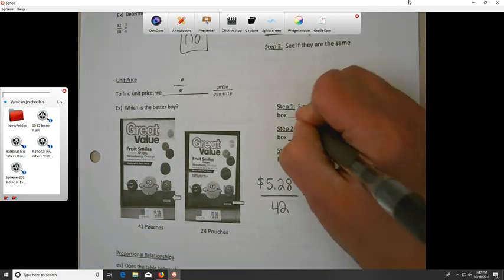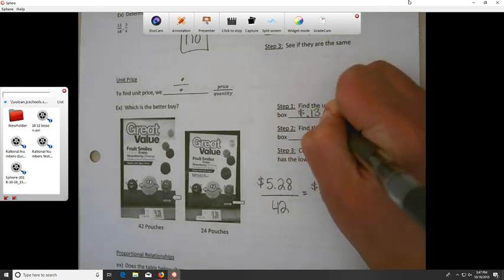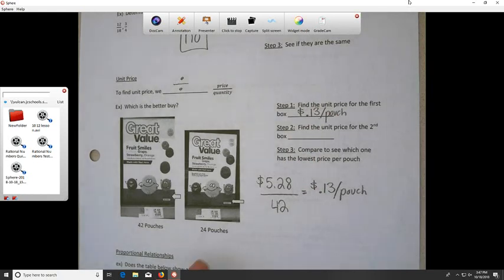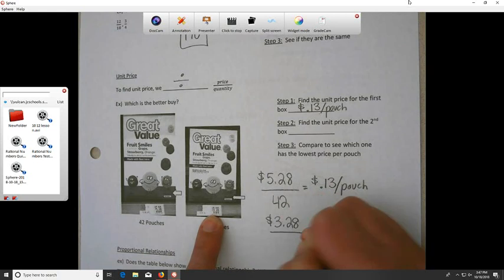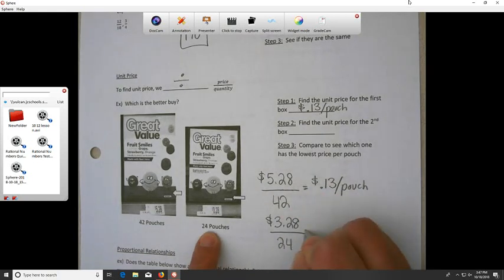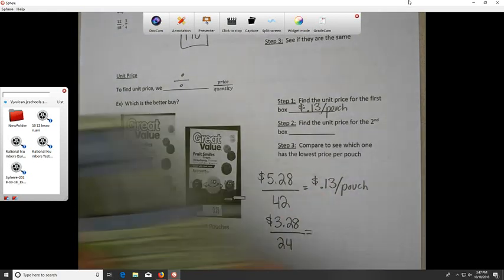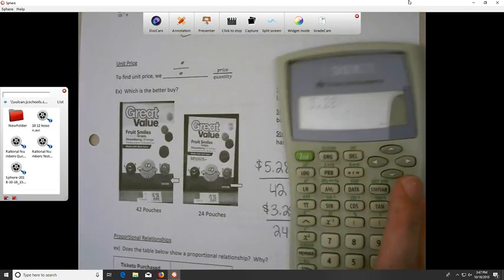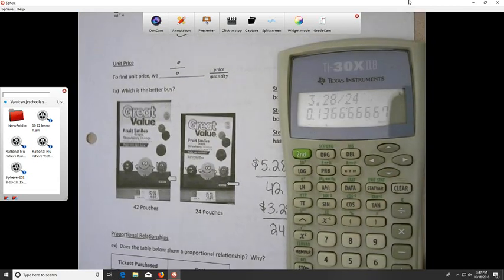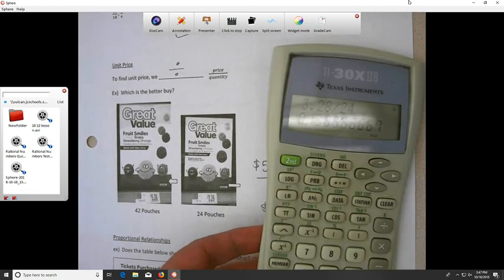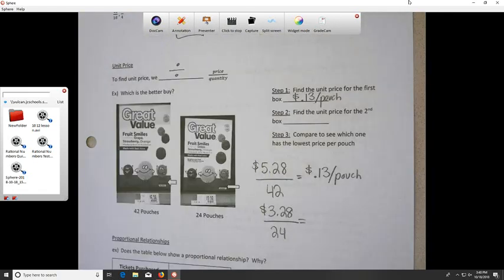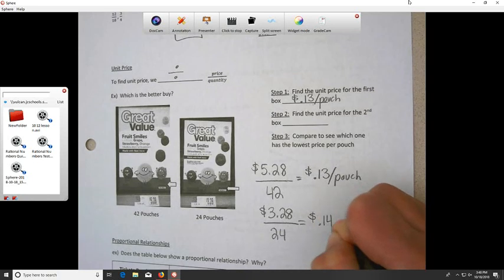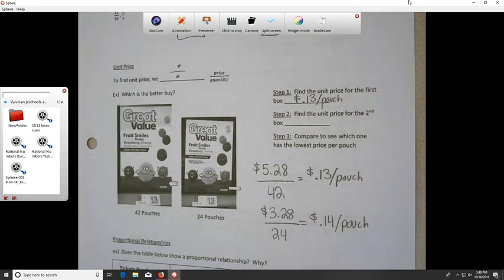Now I'm going to find the unit price for the second box. So I'm going to do the same thing. I'm going to do the cost, which is $3.28, divided by how many of them I'm getting, which is 24 pouches. So $3.28 divided by 24, and I'm going to get this number. Again, it's money, so I can only keep two decimal places. So I need to cut this off after the 3. So 6 is going to tell 3 to round up. So this one's going to round up to 14 cents for each pouch.